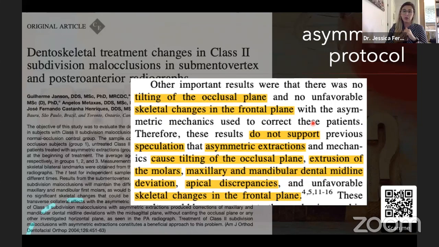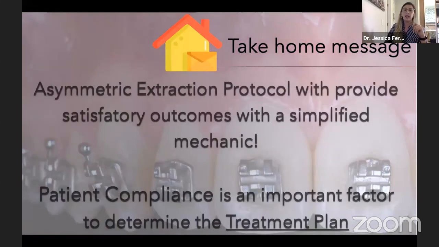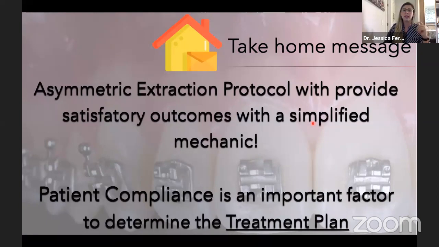So the asymmetric protocol will treat your patient with good and satisfactory functional occlusion and smile aesthetics, and will not cause any occlusal plane tilting or extrusion or anything. So the take-home message I want to give is that the asymmetric extraction protocol will provide satisfactory outcomes with a simplified mechanic.